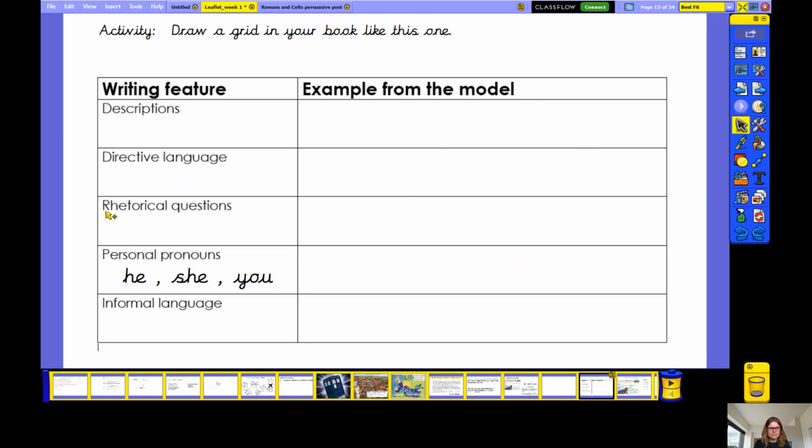Write out these subheadings in each box, and remember to spell things correctly. Okay, pause the video and do that now.